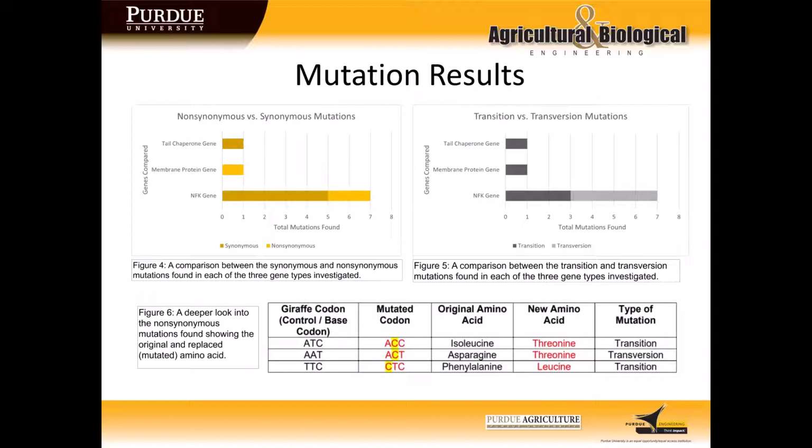Figure 6 gives us a deeper look into the non-synonymous mutations found, showing the original and replaced mutated amino acid. Surprisingly, only one of these major changes was caused by a transversion.